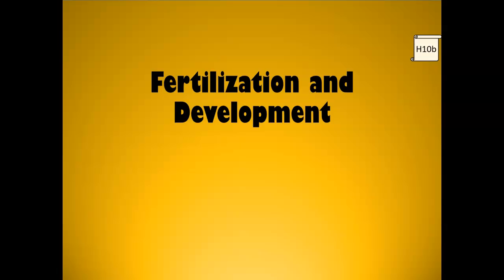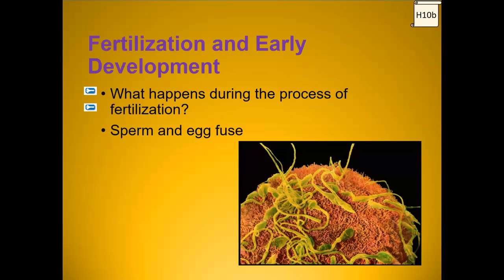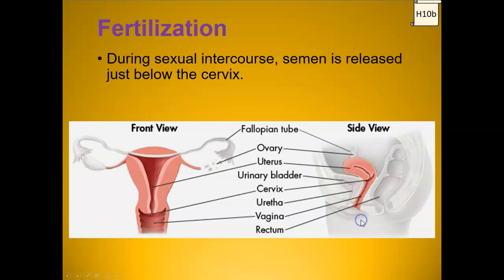So the last thing I want to deal with is fertilization and development. How do these two things come together? What happens during the process of fertilization? Well, sperm and eggs fuse. You can see on this color image here, the yellow is the sperm, and the pinky reddish color is the egg.